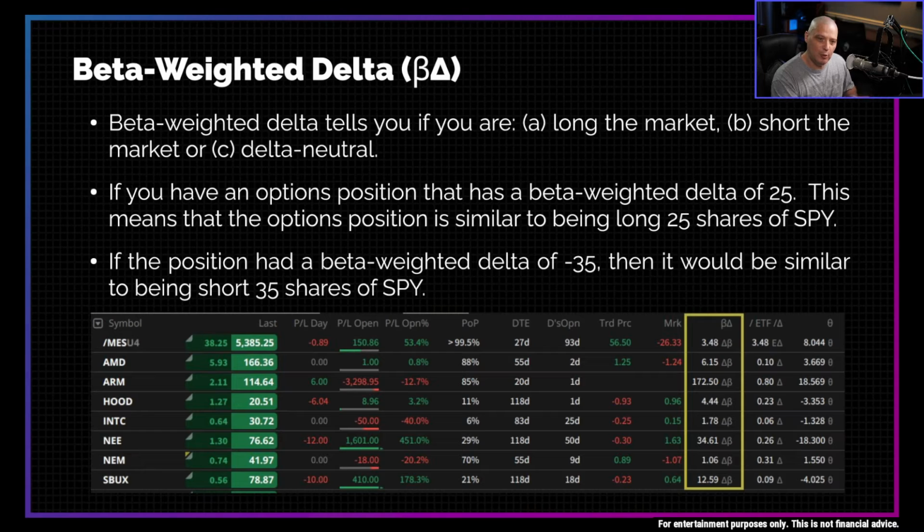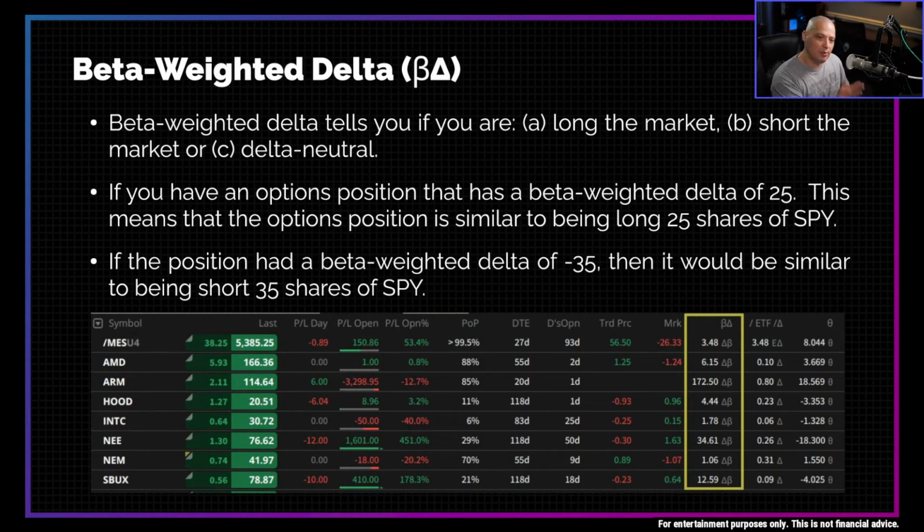So when you look at beta weighted delta, it tells you if you're A, long the market, B, short the market, or C, delta neutral. So if you have positive beta weighted deltas, you're long that market. If you have negative beta weighted deltas, then you're short that market. And if your beta weighted delta number is hovering around 0, you're essentially delta neutral, meaning you're not really directionally biased in either direction.